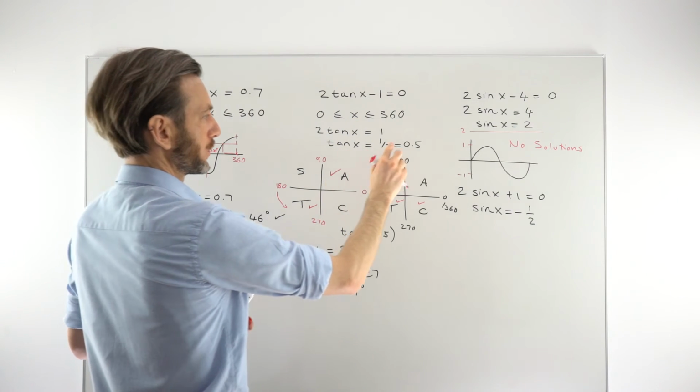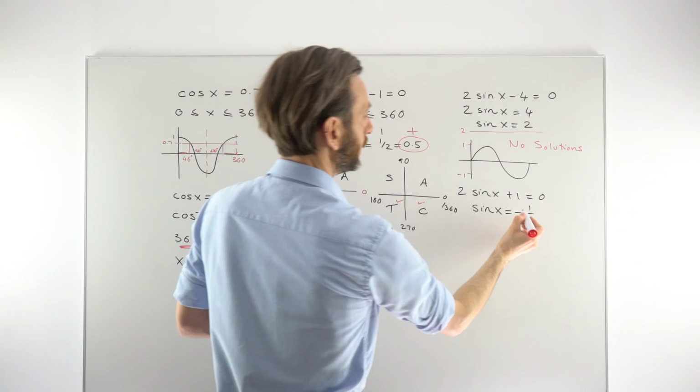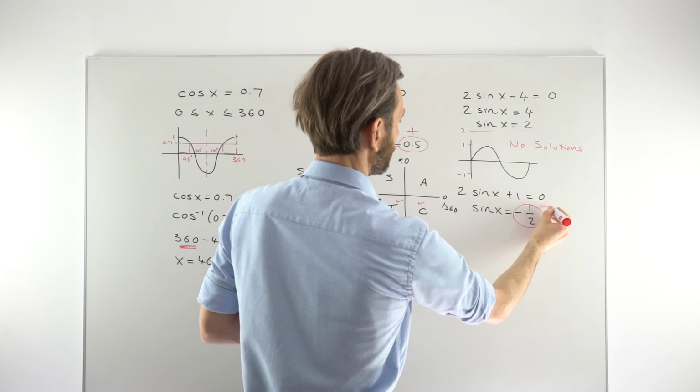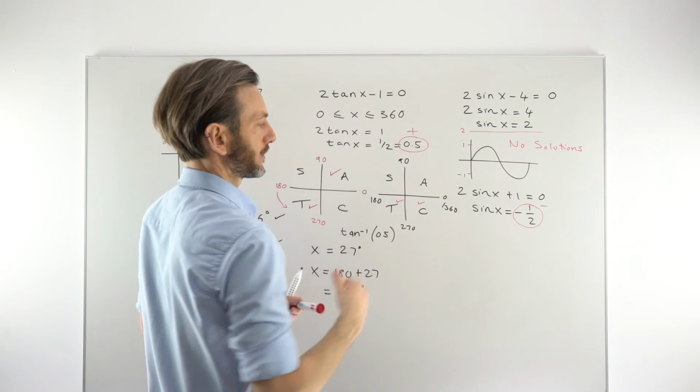Once we get it rearranged, we're just saying, is this number here positive or negative? So that one was positive. Is this number positive or negative? That one's negative. So that's what we need to take into account when we're drawing the CAST diagram.